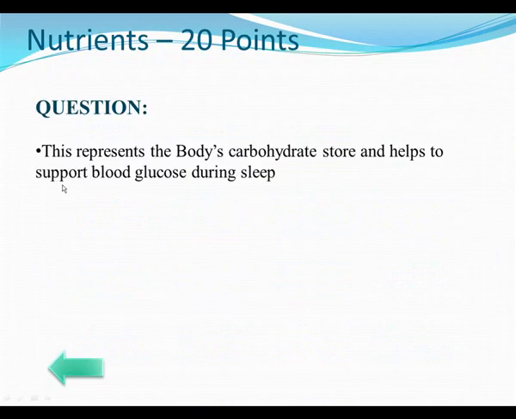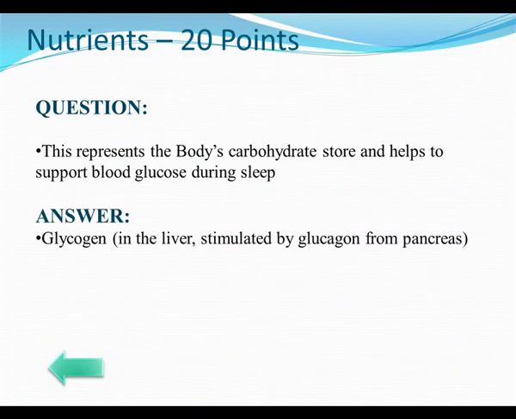Question. This represents the body's carbohydrate store and helps to support the blood glucose during sleep. So this is particularly important when you're talking about your diabetic patients and helping to manage blood sugars. Answer to that is glycogen. Glycogen is where excess carbohydrates are stored in the liver, and in times of low blood sugar, glucagon from the pancreas, from the alpha cells in the pancreas, stimulates the breakdown of that glycogen into glucose to go back into the cell.